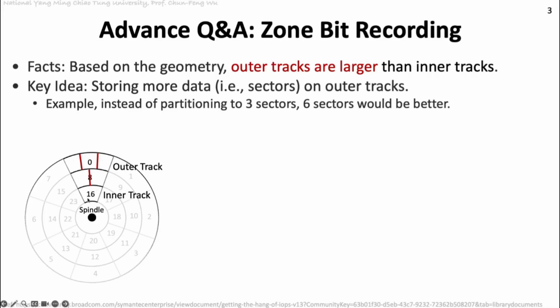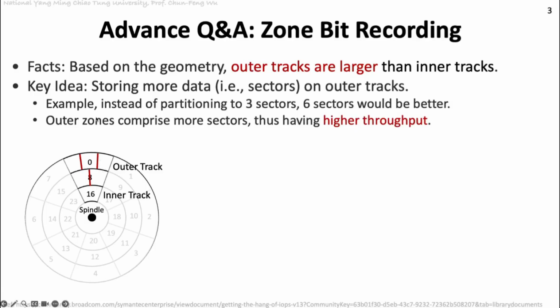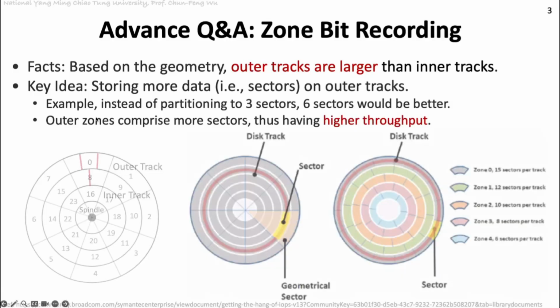And then the throughput will definitely increase, because the spindle here swipes from the left-hand side to the right-hand side. So in a time unit, it can read out more data compared with the inner track. So using zoned bit recording does increase the throughput of the disk.